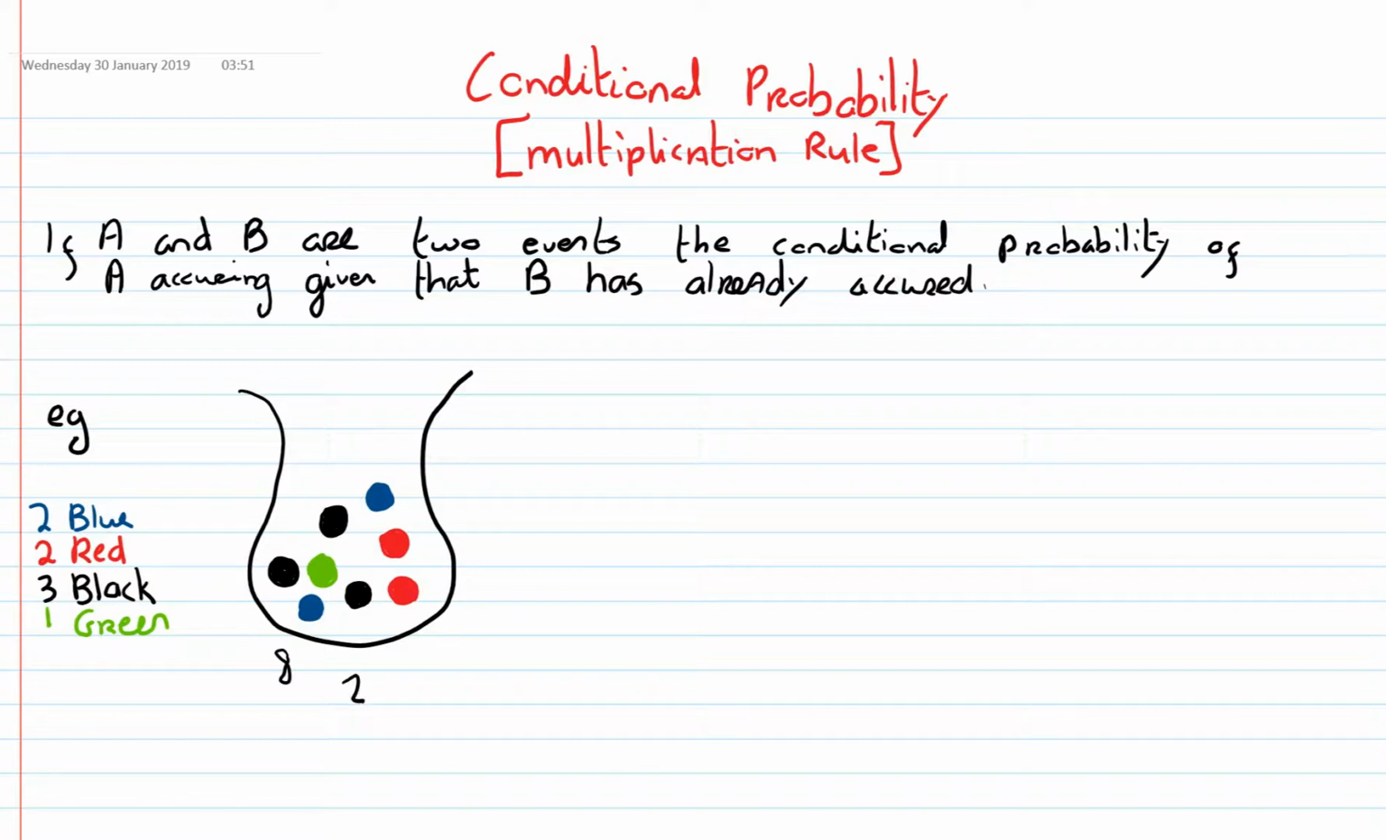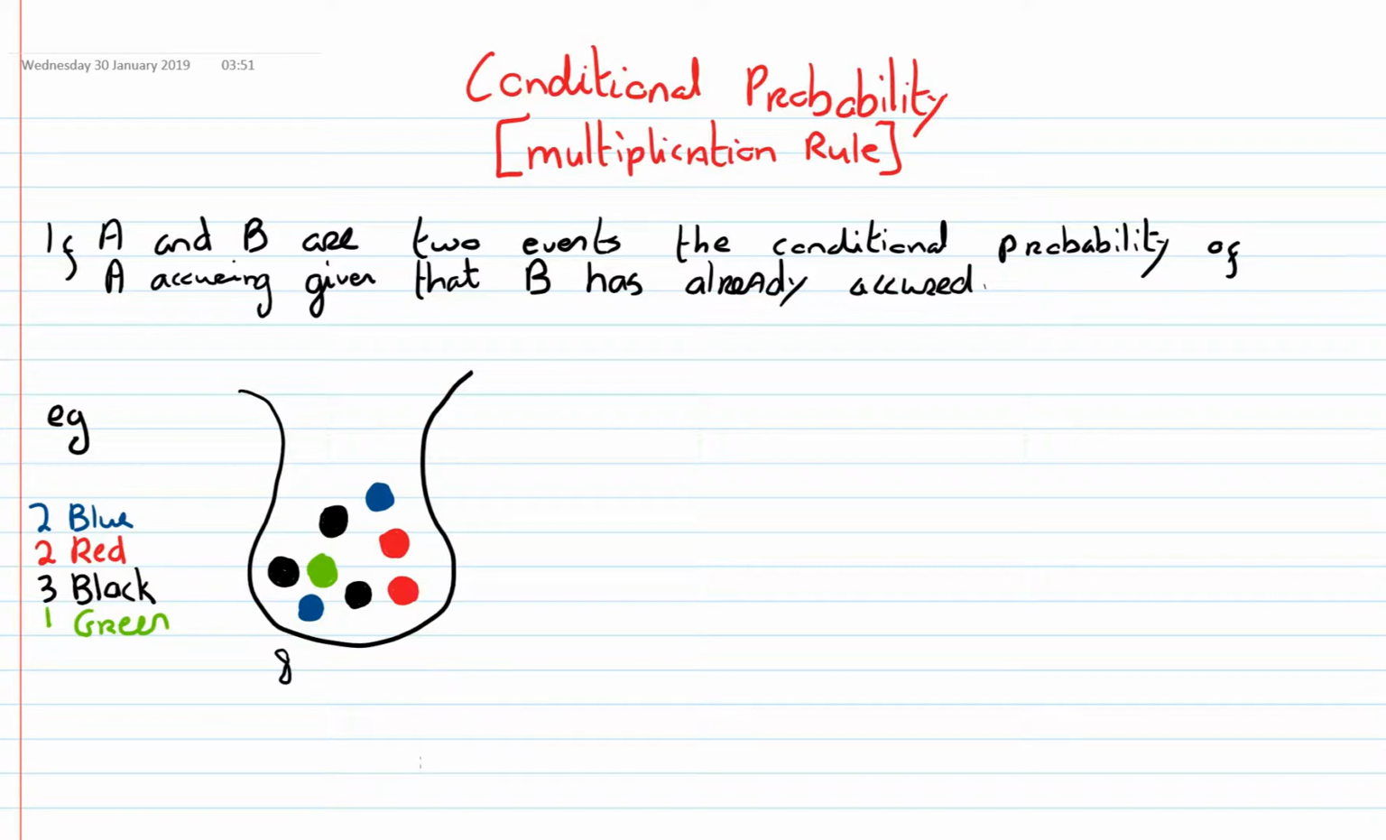So a blue is 2 out of 8, and let's say I take the blue out, but then I put it back in again, and now the probability of getting a red is also 2 out of 8. So 2 out of 8, and remember we multiply because it's a blue and a red, and that will give us 4 out of 64. Okay, right. Fair enough.